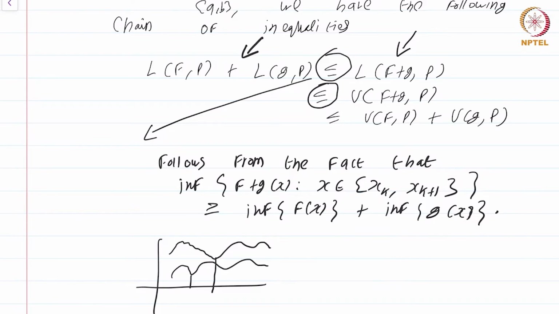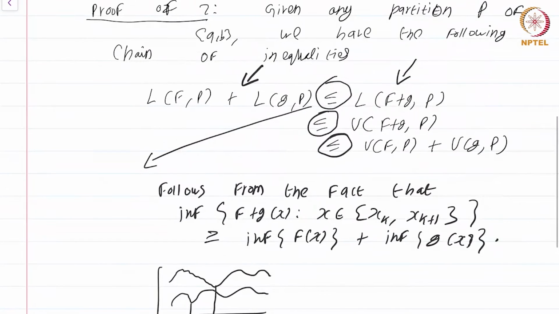In an entirely analogous way, we have this inequality that U(f plus g, P) is less than or equal to U(f, P) plus U(g, P). Again, when you take the sum of the suprema of f plus g on a particular interval [x_k, x_{k+1}], it is highly unlikely that the points at which f attains its supremum and g attains its supremum will coincide. Because of this, the supremum of f plus g of x as x runs through that interval is in general less than or equal to the supremum of f plus the supremum of g. So we get this chain of inequalities.